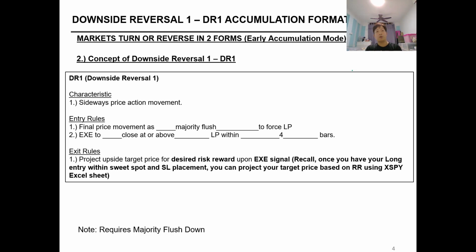So DR1 is the opposite of UR1. Again, it's a sideways price movement. We also want to check for majority flush. Like I mentioned, UR structures or DR structures require checking for majority flush to force LP. So the DR1 structure is a kind of false bottom scenario.